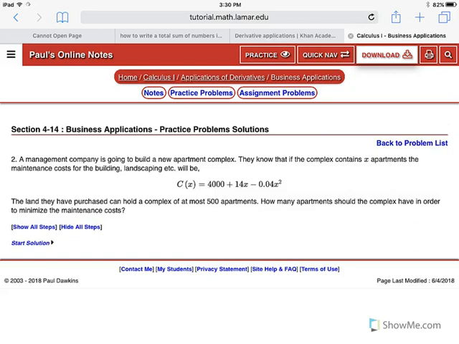All right, so what I want to go over today is a practical application of calculus. So we're going to use calculus to solve this business problem. So the problem is as follows. A management company is going to build a new apartment complex.